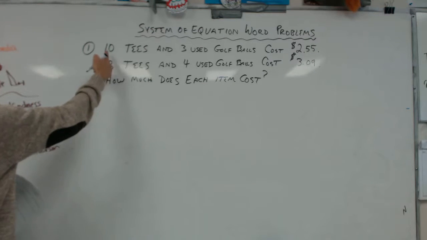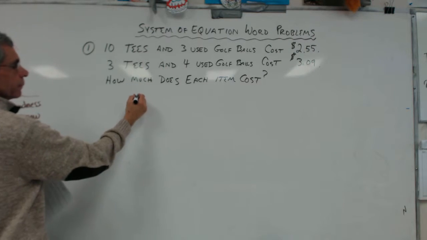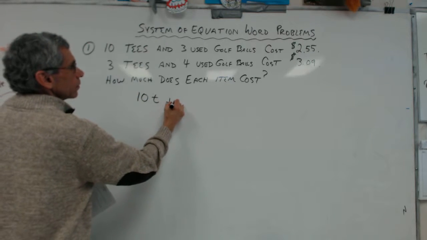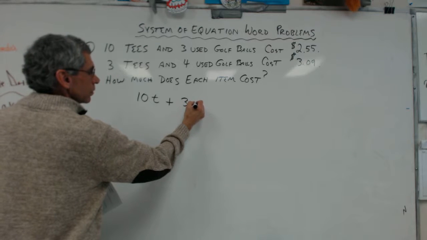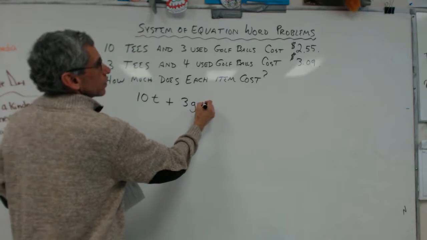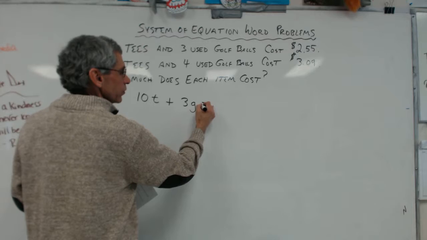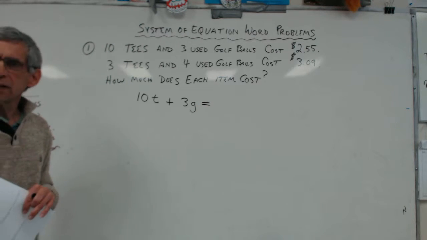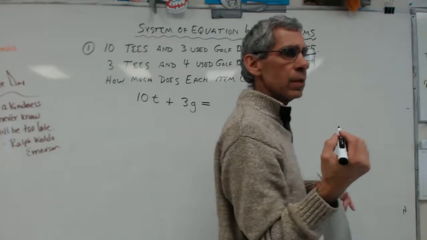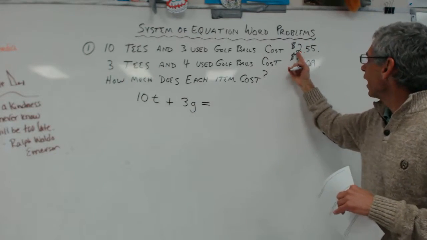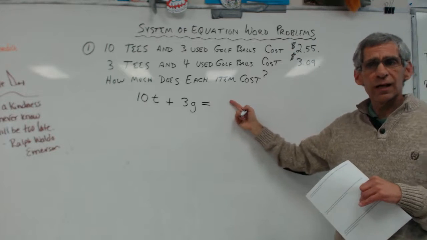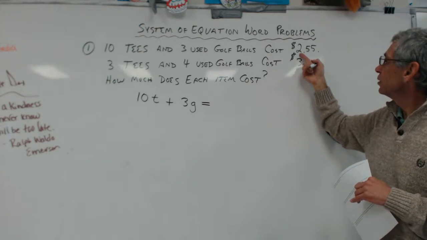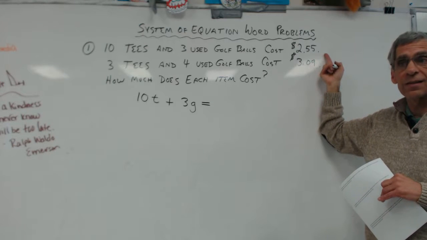So what is my first equation? 10t plus 3g equals 2.55. Cost means equals, right? Now, when you write the amount, most of the time, not always, but most of the time, if it gives you the amount in dollars and cents, I would suggest you write it as cents. How would I write $2.55 as cents?